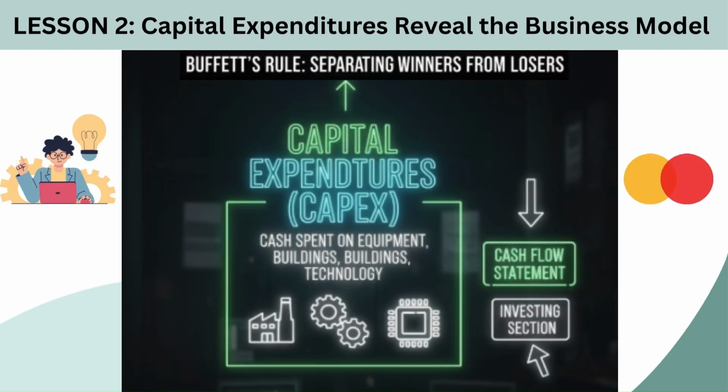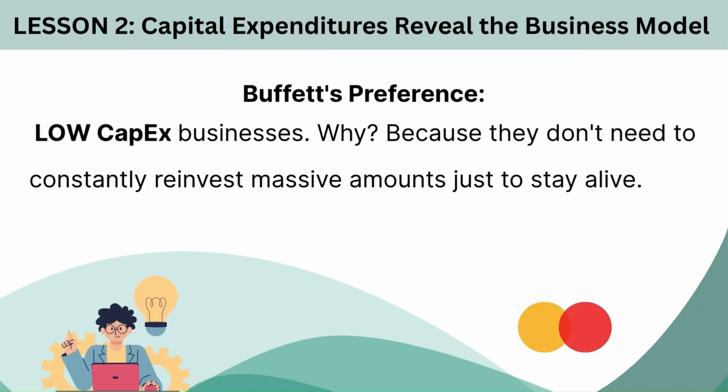Lesson 2. Here's where Buffett separates winners from losers. Capital expenditures. It's the cash a company spends on equipment, buildings, technology, stuff needed to keep the business running. You'll find this in the investing section of the cash flow statement. Buffett's preference: low CapEx businesses. Why? Because they don't need to constantly reinvest massive amounts just to stay alive.